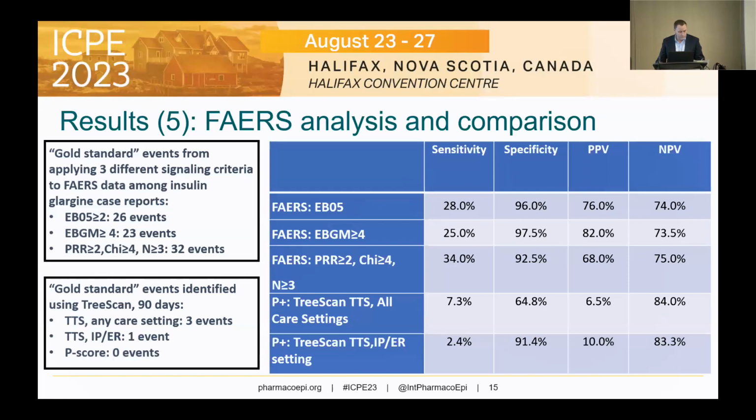So finally, when we compare our results in tree scan using Pharmetrics data to our disproportionality in FAERS data against our gold standard event list, we see that the number of gold standard events that signaled was considerably higher from our FAERS analysis than in our tree scan analysis. And while sensitivity was low across the board, regardless of the approach, both sensitivity and PPV were appreciably lower in our FAERS analysis than in our tree scan analysis.